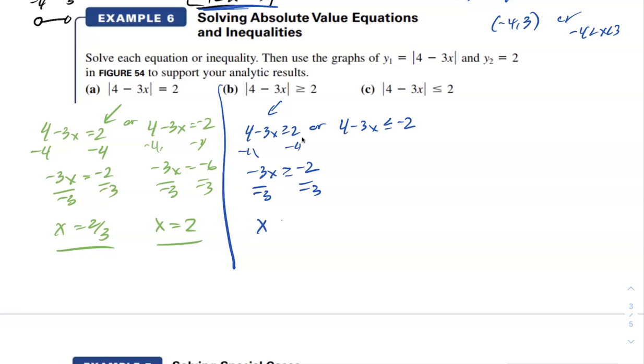I get x is less than 2/3. And then same thing here. Minus 4, minus 4, negative 3x is less than negative 6. Divided by negative 3. X is greater than or equal to 2. So it's this or that. So there's my answer there. Now you can be less than 2/3 or you can be greater than 2.